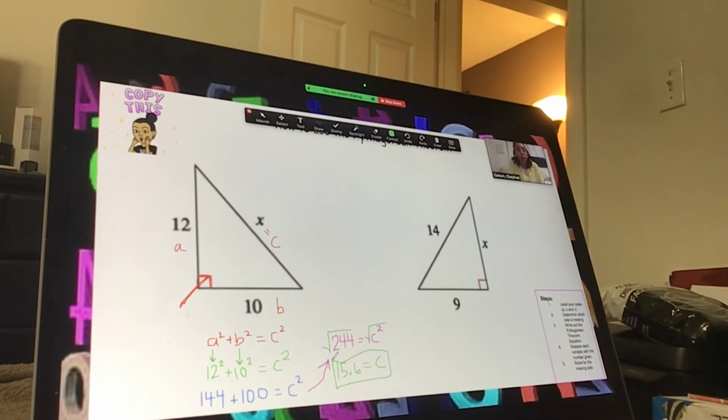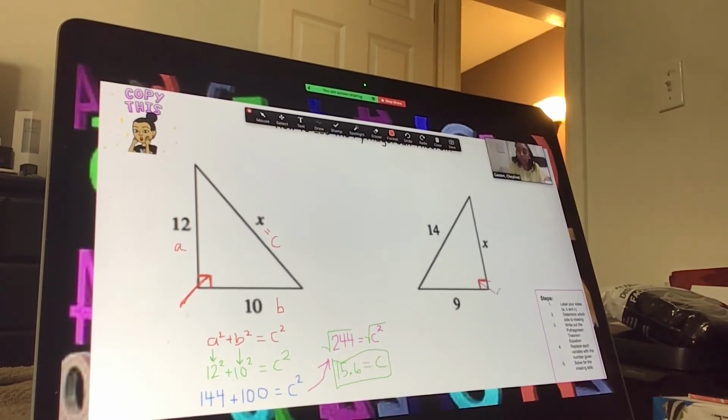Okay, I'm going to quickly go through this one here, but it's a little different because if you notice, the thing that's missing is not C. So it's going to be a little bit different of a process. Again, I need to label my sides first. My right angle points to side C, or my hypotenuse. So in this case, C is 14. And then A and B can be whatever of the two legs you want them to be. In this case, B is 9 and A is our missing side.